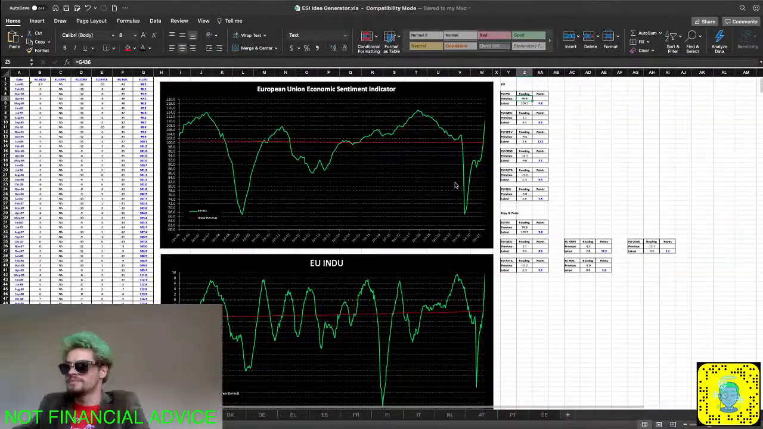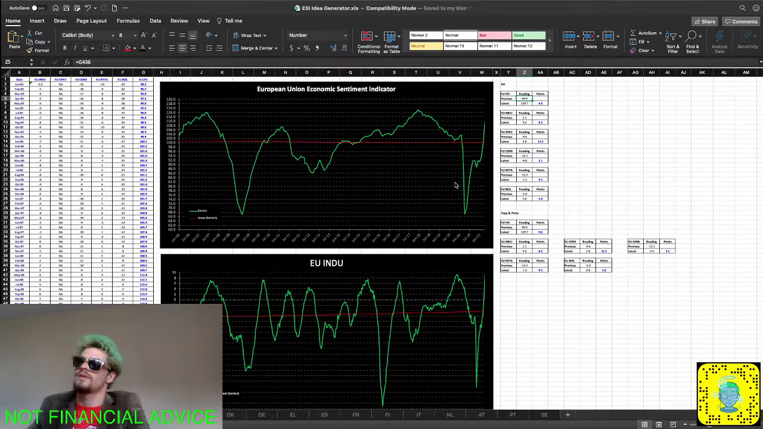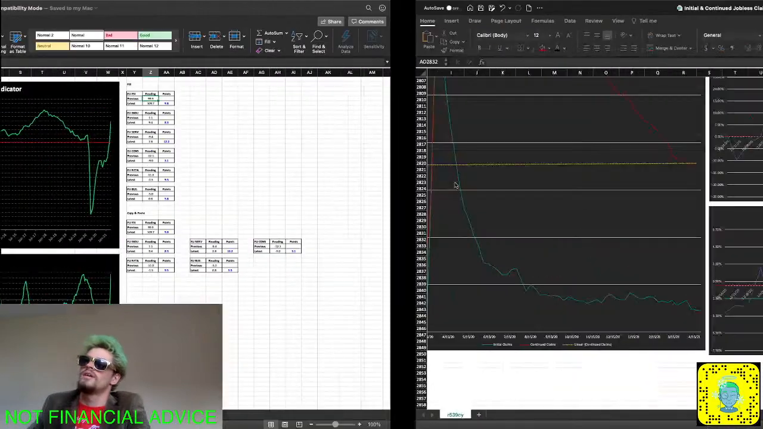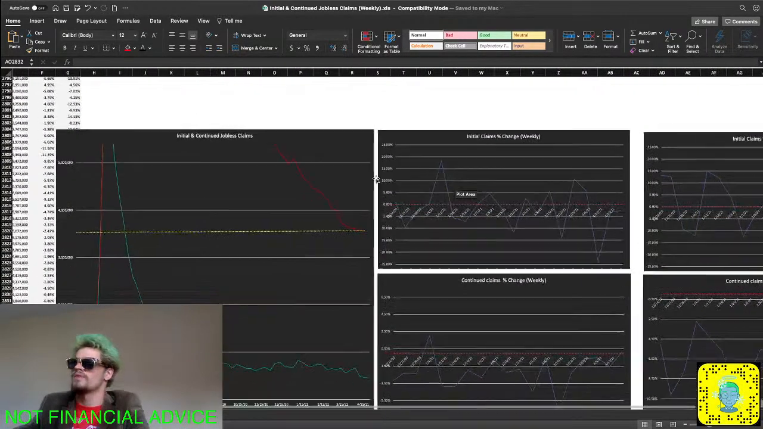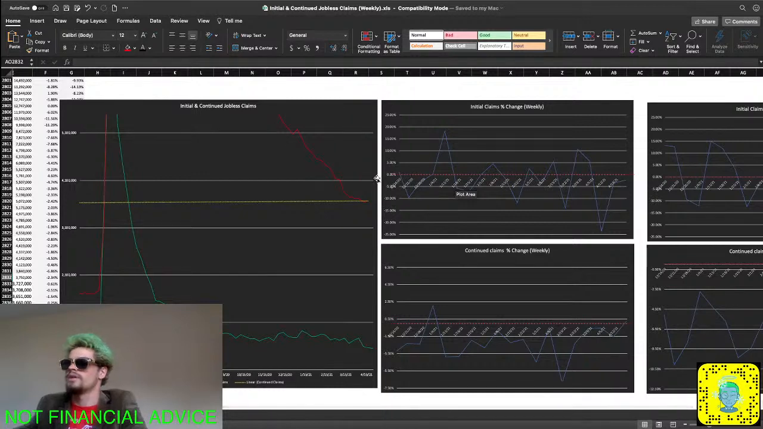So, more information that came out today. There is information that came out today about the United States stock market. We have initial and continued jobless claims. It's actually my favorite report. The last one's not my favorite. This one's my favorite because it comes out every week. I look at it the most.